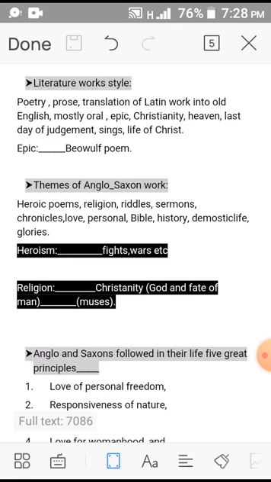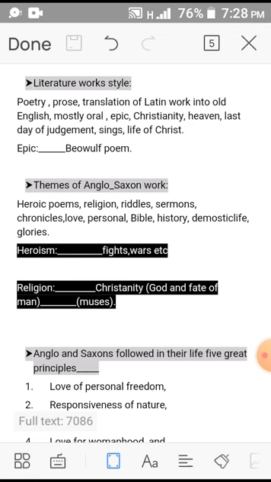Hence, the themes of Anglo-Saxon works were heroic poems, epics, religion, riddles, sermons, chronicles, love, personal themes, and the Bible. From the Bible, history, domestic life, and the glories of their ancestral heroes, they used to write about them. Heroism is most emphasized in this period.